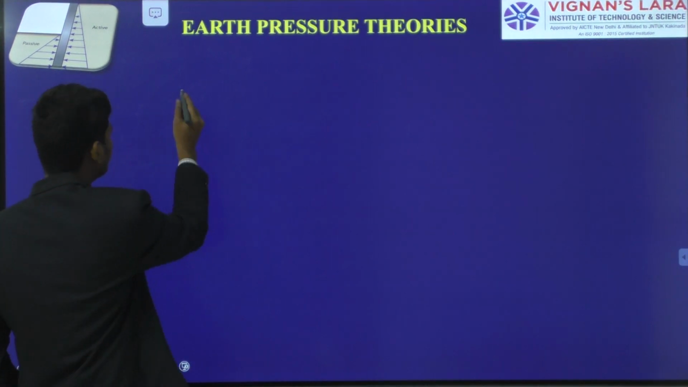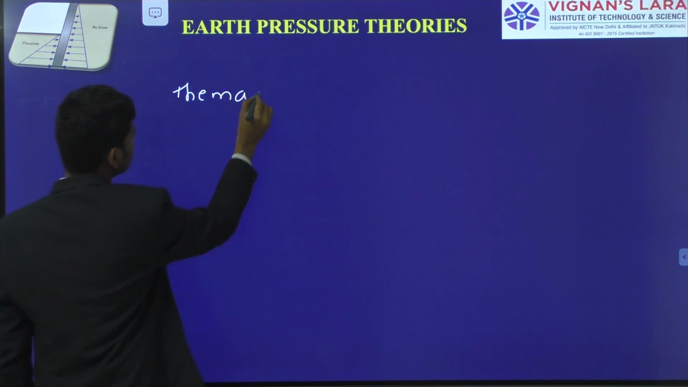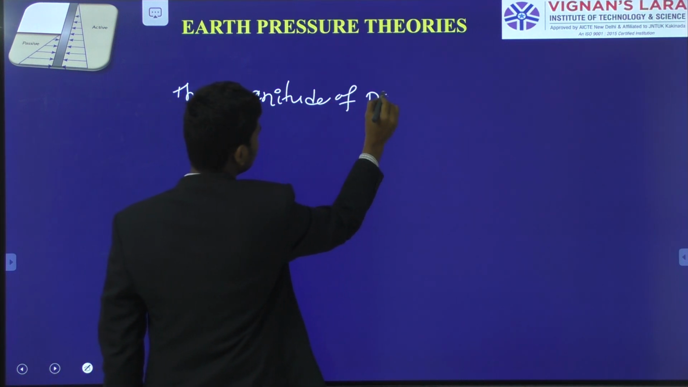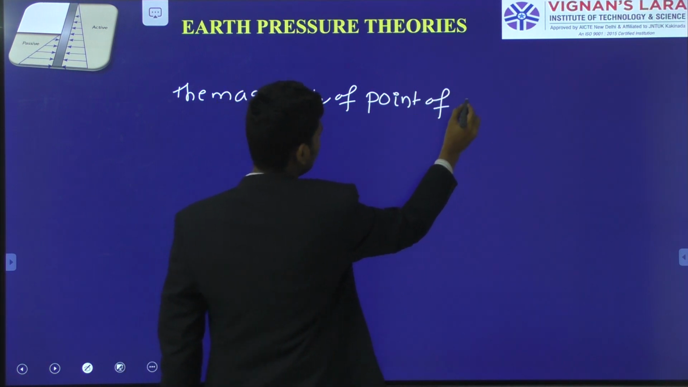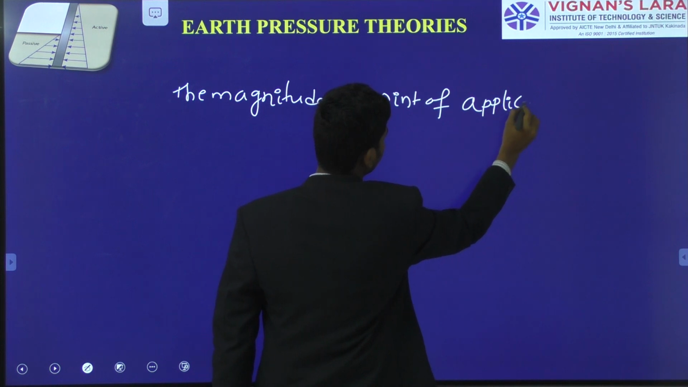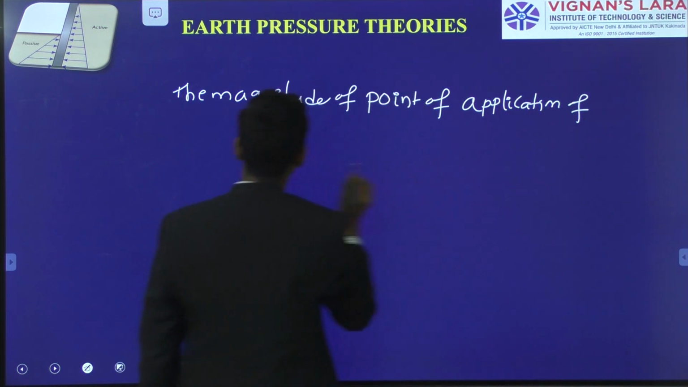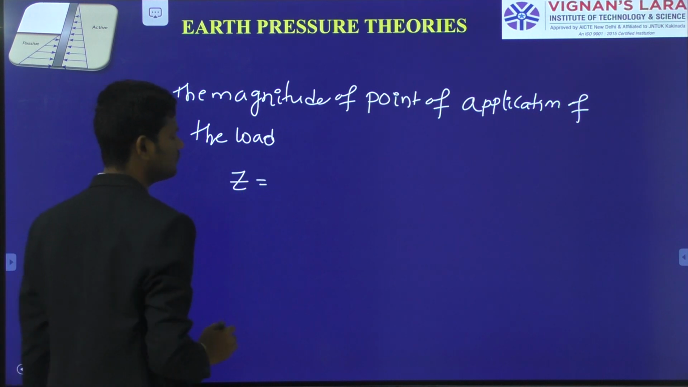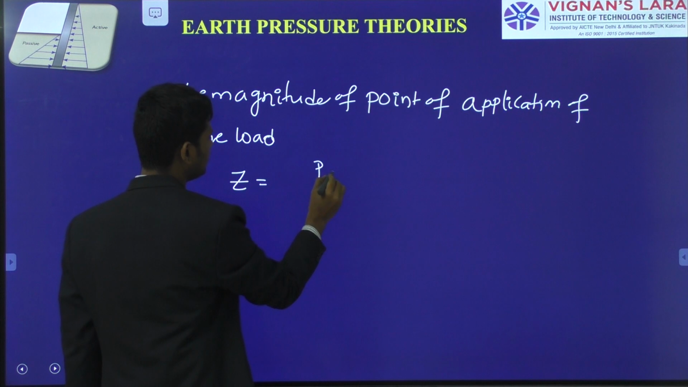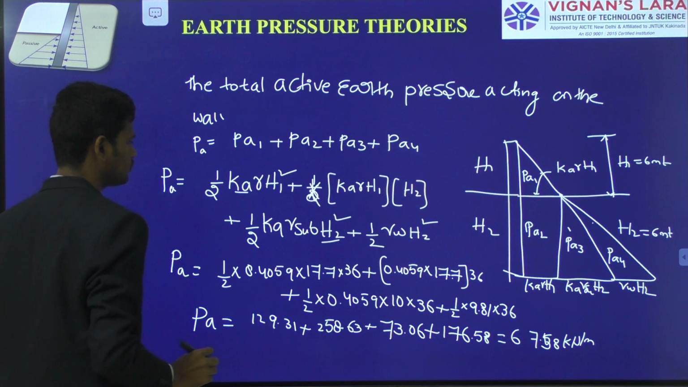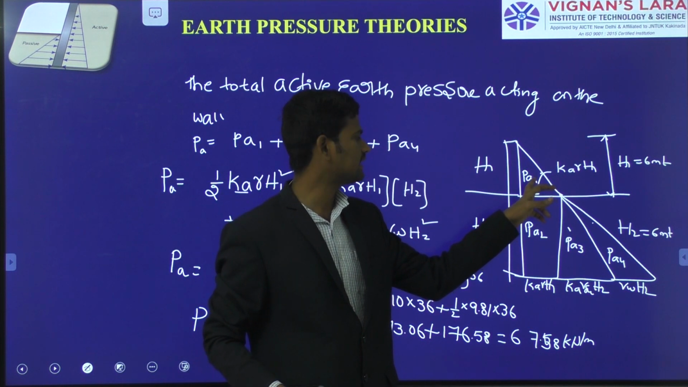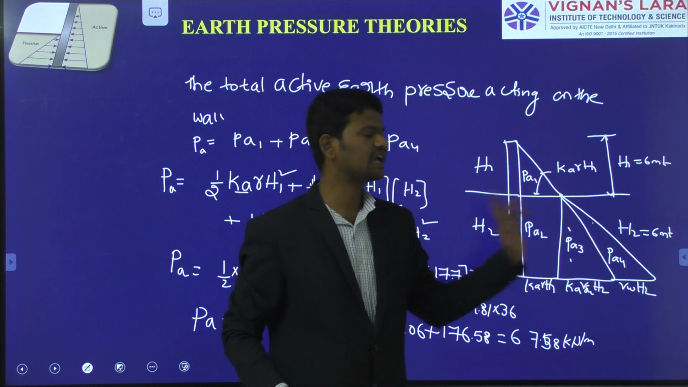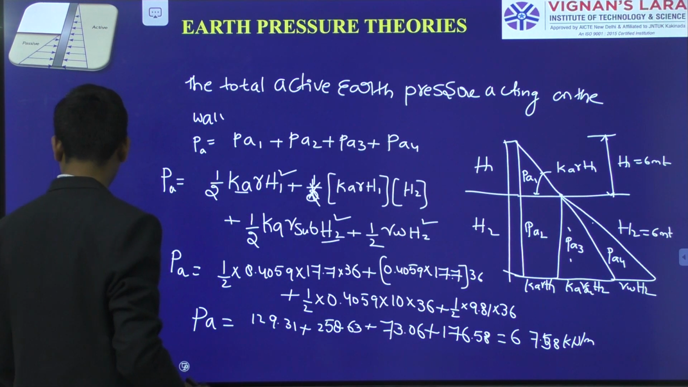Okay, I am writing here the magnitude of point of application of the load, that is nothing but Z. The magnitude of point of application of the load is nothing but PA1 into. Okay, before writing here, I will explore the diagram. If you see here, for this triangular portion the earth pressure will be acting at H by 3. For this rectangular, H by 2. Again for this triangular, H by 3. Again for this triangular, H by 3. That is the magnitude of point of application of the load.